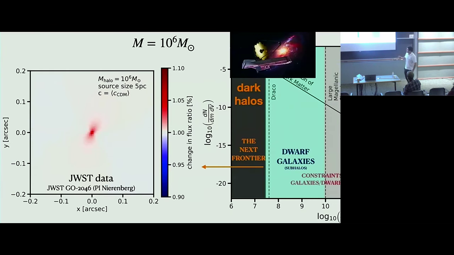There's a JWST program led by Anna Nierenberg, and it will collect measurements of the flux ratios in 31 lensed quasars in the mid-infrared. This emission is around 10 times more compact than the emission that we can detect with HST. And then you can see that a 10^6 solar mass halo imparts a 5 to 10% change in the brightness of an image.